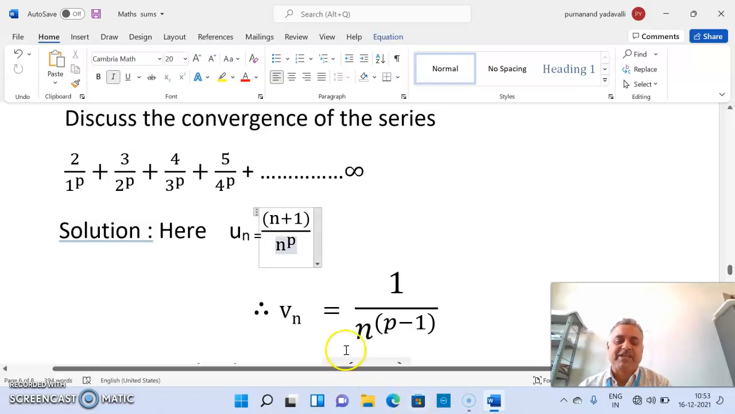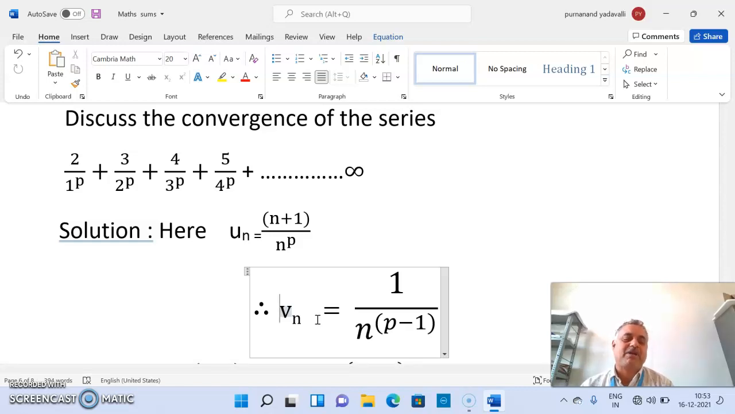We consider vn from un such that highest power of n in the numerator by highest power of terms in the denominator. n has the highest power, n power 1 here, and n power p in the denominator. So n by n power p equals 1 by n power p minus 1. We are taking this as vn. We know that the series 1 by n power p converges for p greater than 1 or diverges for p less than or equal to 1.